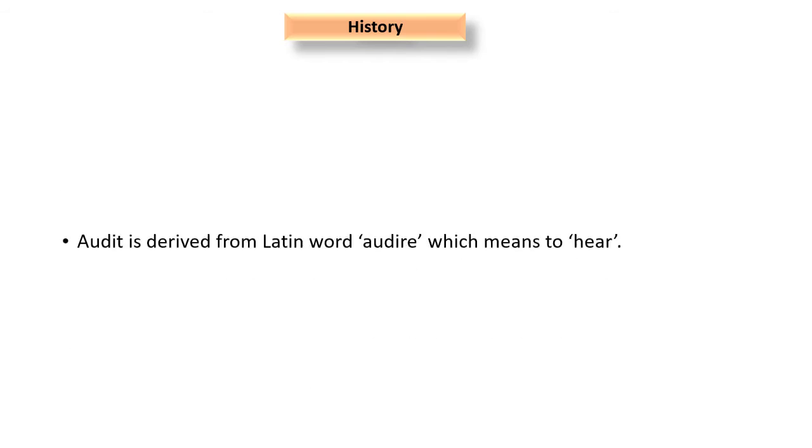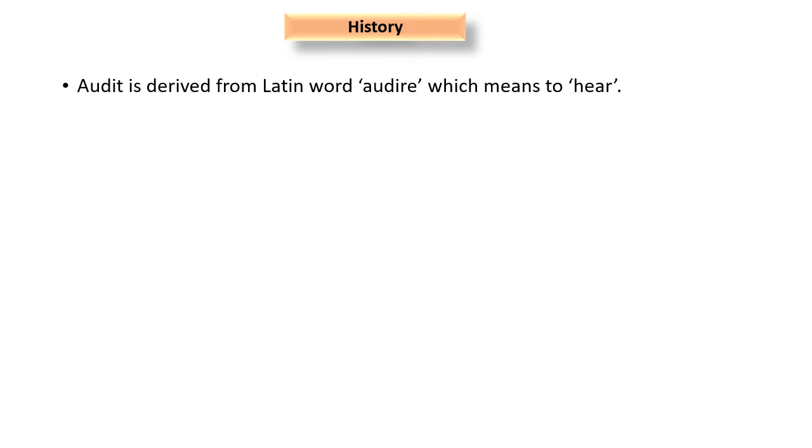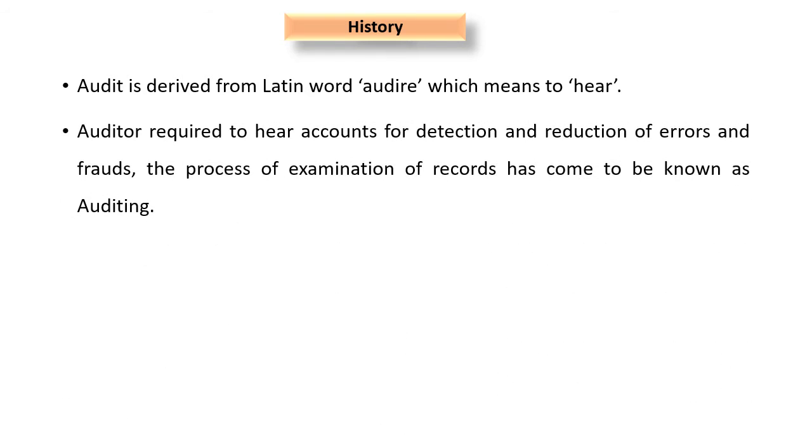Now let us understand the history of auditing, which we have already touched upon. Audit is derived from the Latin word audire, which means to hear, and the auditor was required to hear accounts for detection and reduction of errors and frauds. The process of examination of records has come to be known as auditing. So the examination of these records, like accounts, to detect any kind of errors or fraud, that system was known as auditing.